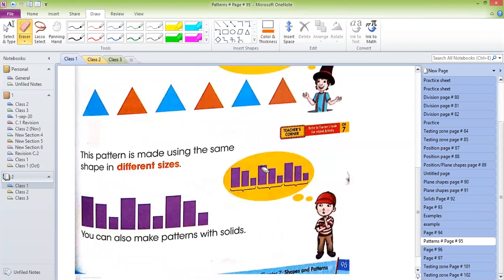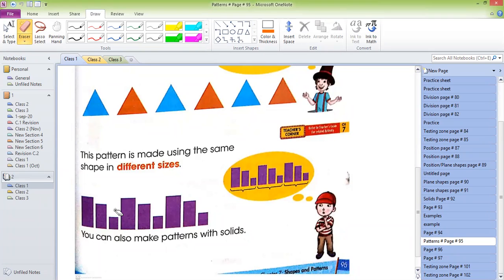And one more pattern we learned about was with respect to size. The first pattern had different shapes. In the second pattern, we have the same shapes but different in colors. In the third pattern, we have the same shapes in the same color but they are different in sizes. You can see there are three sizes in the pattern. The first one is big, then smaller, then smallest, then again big, smaller, smallest. So this pattern is made up of three sizes, guys.